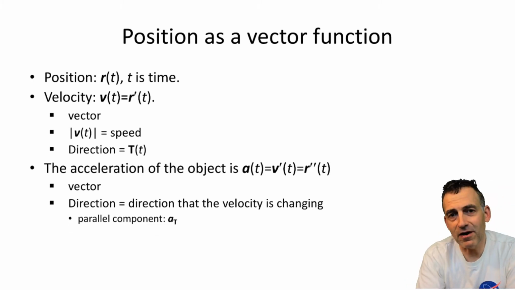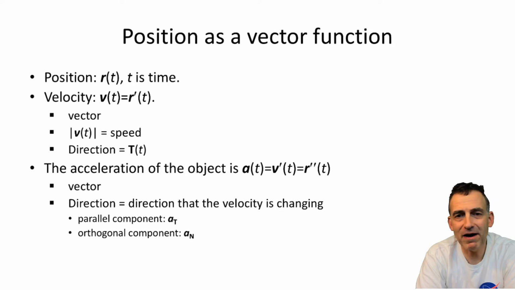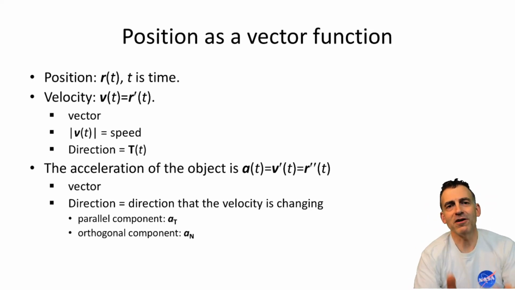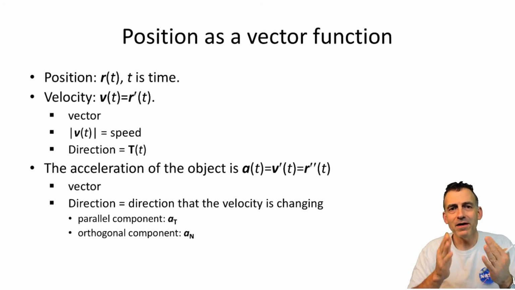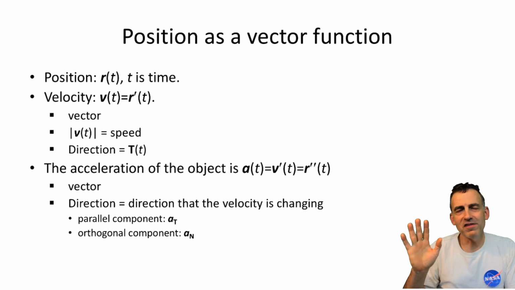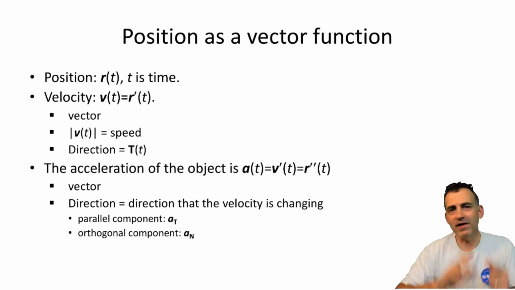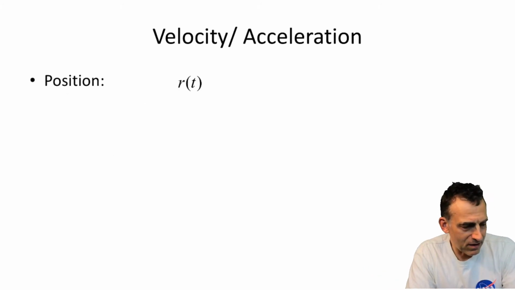So it has different components. This is just an overview. We're going to compute all of these things, don't worry. What we call the parallel component of acceleration is the amount of acceleration that's pushing you forward or slowing you down, so forward and back. The normal component of acceleration is the amount of the acceleration which is turning you left, right, up, down, however it is that you're turning.